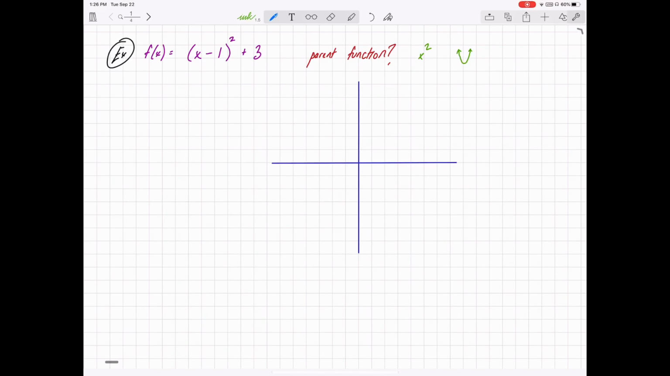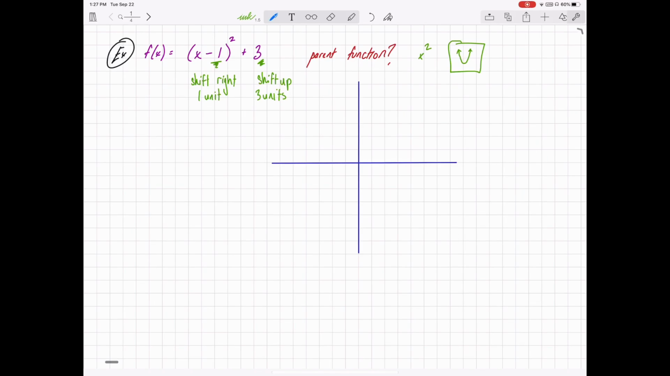Remember, these are always reversed. So you did this before, but if you have a -1, that's a shift right 1 unit. Okay, this 3 is a vertical shift. And I'm going to actually say shift up 3 units. So what we're doing is taking the shape of the parabola and we're going to shift it right 1 unit and up 3 units.